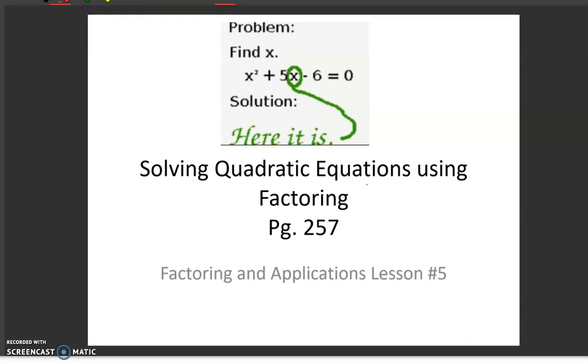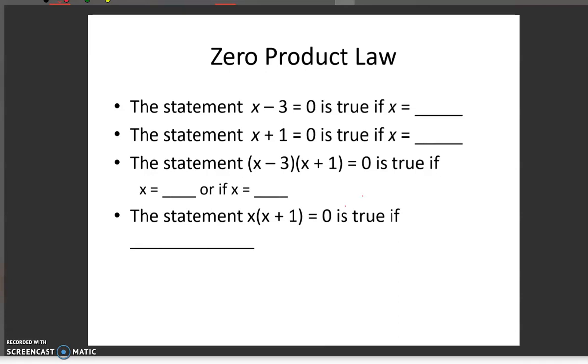Hi everyone. So today we are taking a look at lesson number 5 in the factoring unit, and we're going to talk about solving quadratic equations using factoring. Before we do that, we're going to learn something called the zero product law.